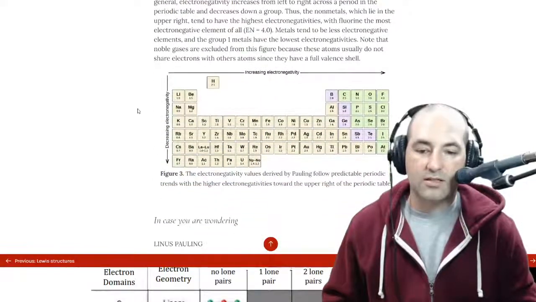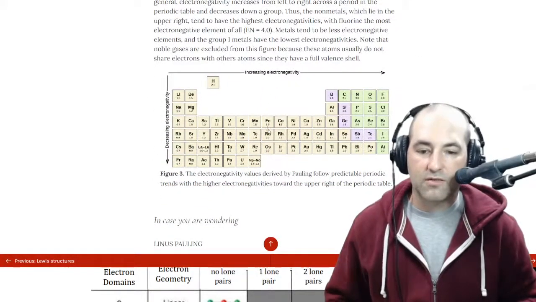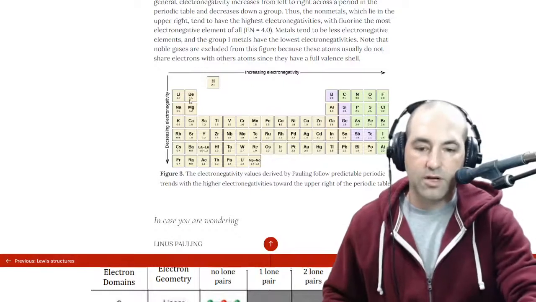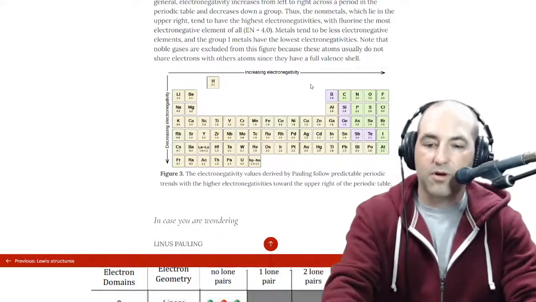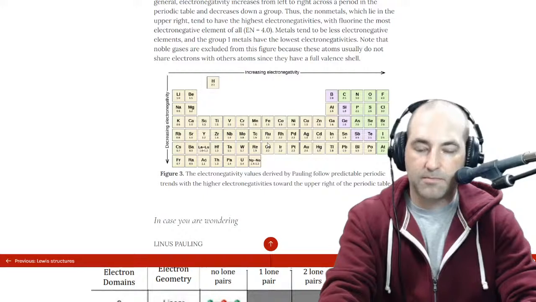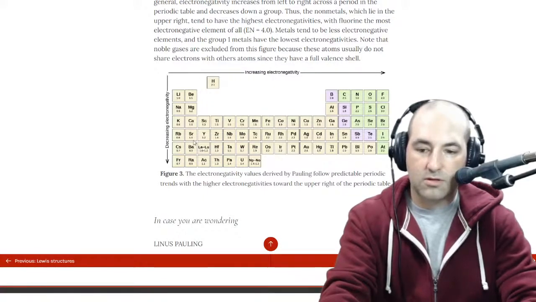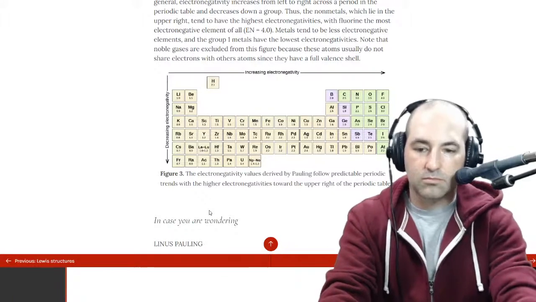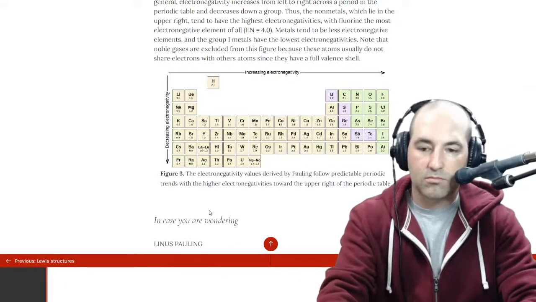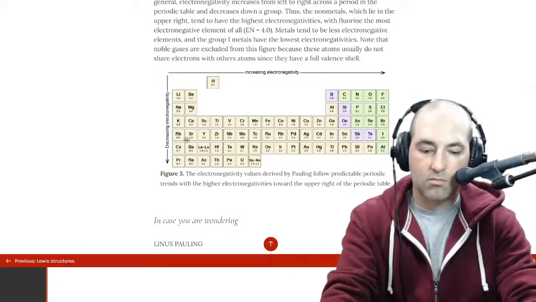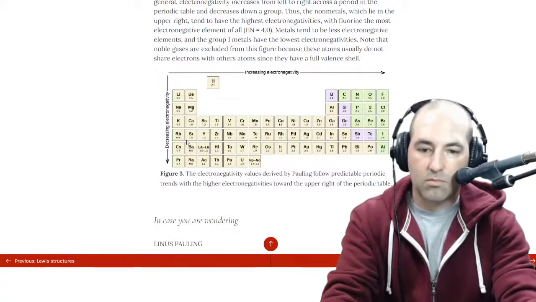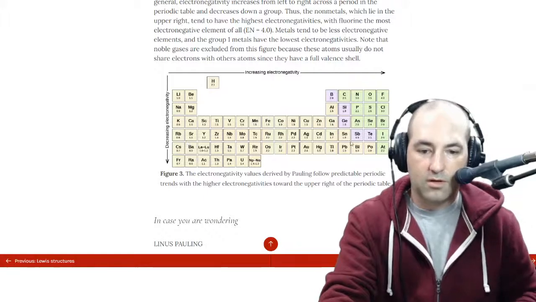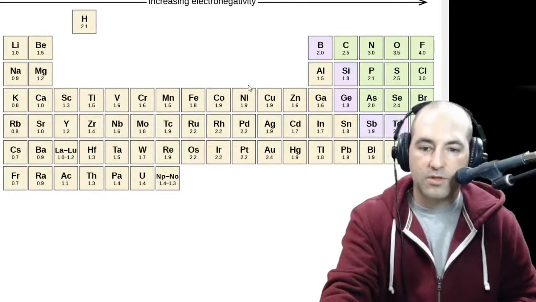So let's take a look at a table or a measure of electronegativities. And maybe this is what you're talking about, different periodic tables with different values. Oh, okay, I forgot to take the thing off here. All right, so this is in our notes now.